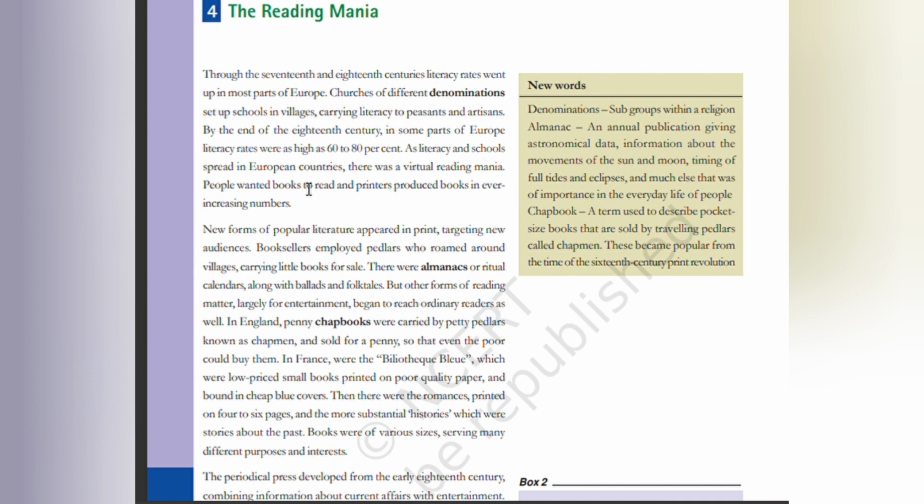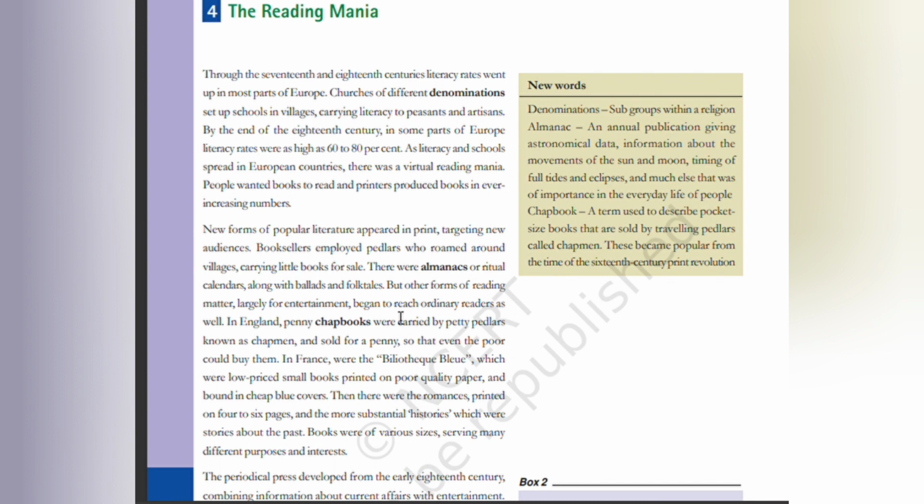People wanted books to read, and printers produced books in ever increasing numbers. New forms of popular literature appeared in print, targeting new audiences. Booksellers employed peddlers who roamed around villages carrying little books for sale. There were almanacs or ritual calendars, along with ballads and folktales, and other forms of reading matter, largely for entertainment, began to reach ordinary readers as well.